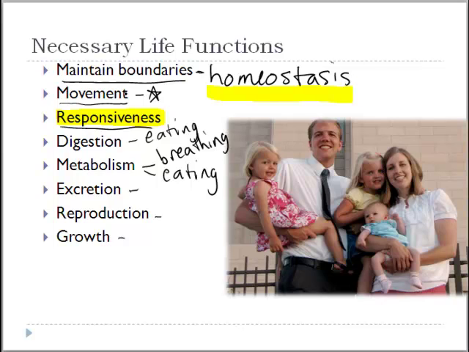We have to be able to move to ingest that food. We have to be able to move to go find the food. Also responsiveness. If we're in a situation that is not allowing us to maintain homeostasis, we need to be able to move to get out of that situation and find a situation more conducive to maintaining homeostasis. All living things move.